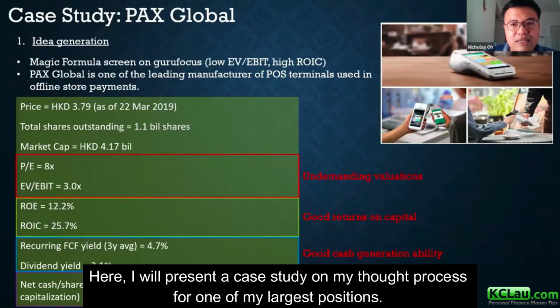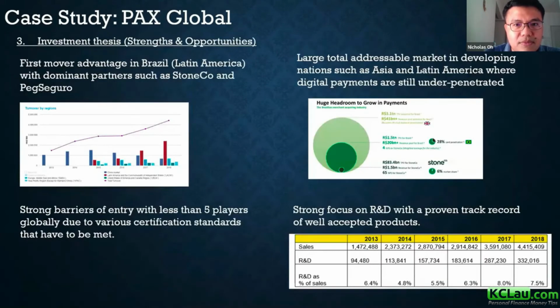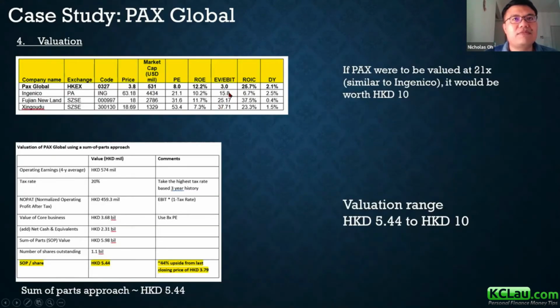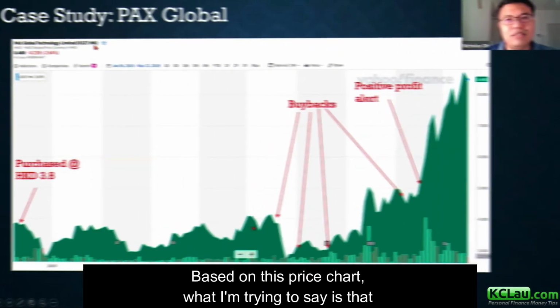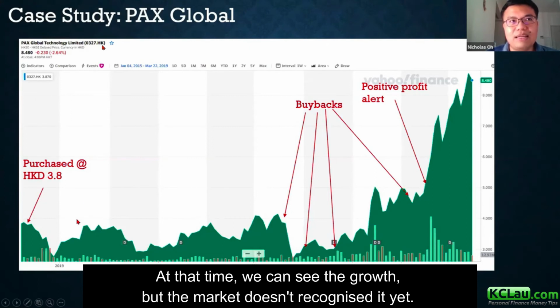Here I will present a case study on my thought process for one of my largest positions. It was based on this price chart. What I'm trying to say is that the timing is quite hard. At that time, we can see the catalyst, you can see the growth, but the market doesn't recognize it yet.